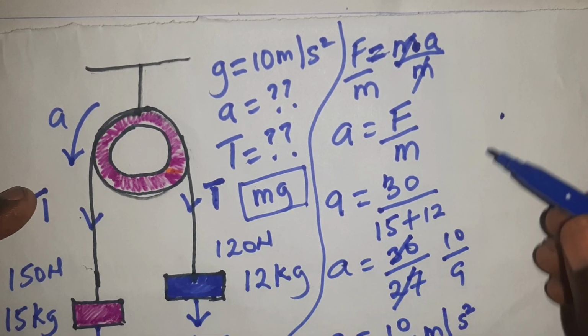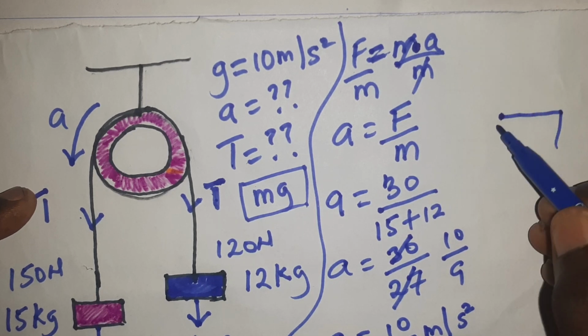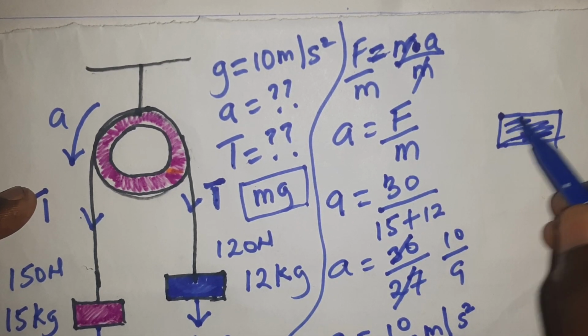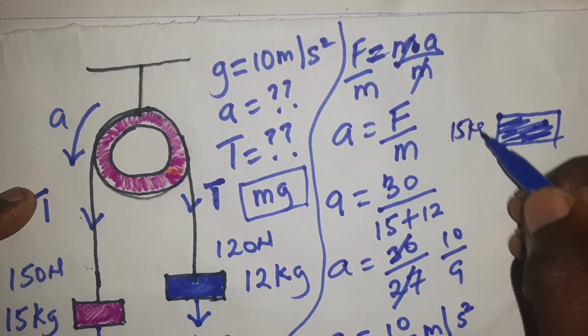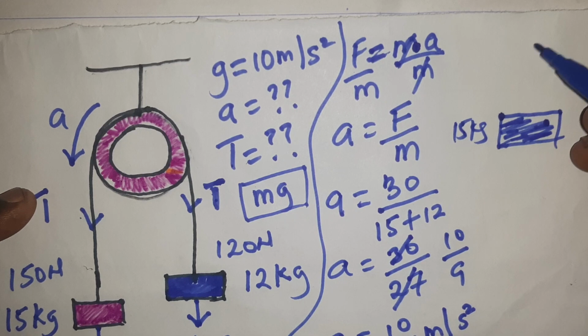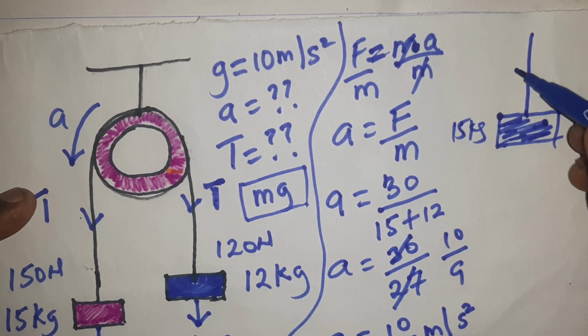Let me use this part. So drawing out my mass again. So this is my mass. This is 15 kg. And I have the tension here holding it. And don't forget the work of the tension here.